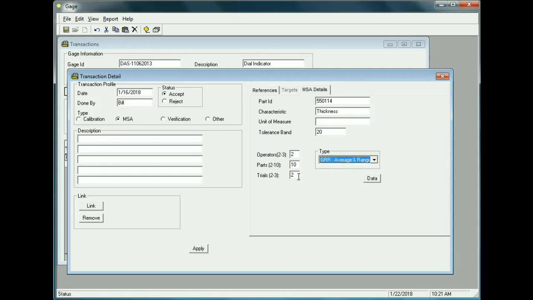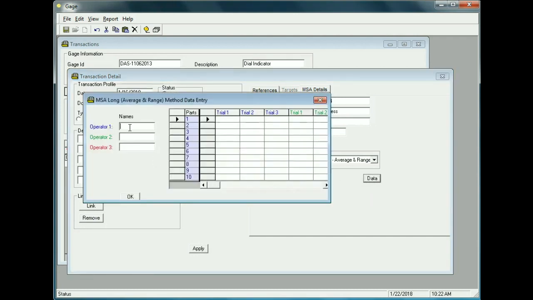So we picked that, and the illustration that we're going to be showing you here is one that has 3 operators, 3 people doing the measuring. They'll be taking 10 parts, and the number of trials, the number of times they're going to take, for example, part number 1 and measure it, will be 3 times. So this is the preliminary setup for this MSA study. We'll click on the save button up here to save things, and now we'll go into the data entry screen for the Gage R&R study.